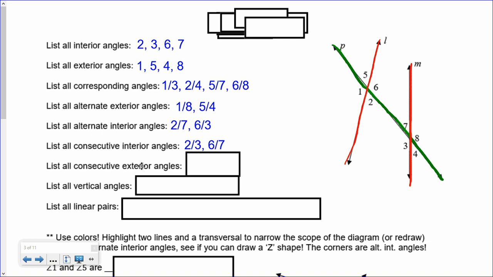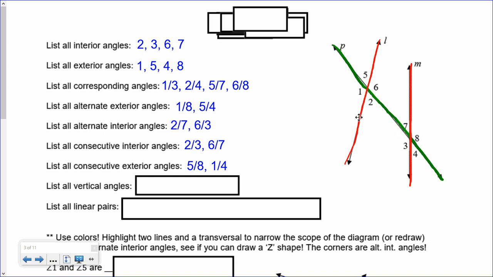Now we're going to do consecutive exteriors. Same idea, except the angles are on the outside now. So I'm going to be working with the angles on the outside, but they need to be on the same side of the transversal. So if I start with angle 1 is on the bottom, so I need to use angle 4, which is also on the bottom of the transversal, but they're both exterior. So consecutive exterior angles, oops, I gave it away, did it in the wrong order, sorry, angle 1 and angle 4, and then angle 5 and angle 8. 5 and 8 are both above the transversal, 1 and 4 are both below.